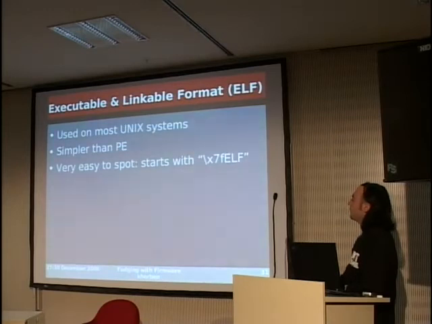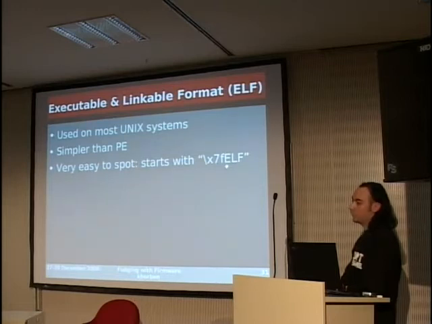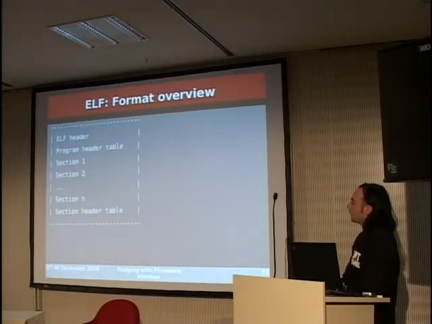Now let's have a look at ELF, which looks almost the same, except it's just simpler. It's just a series of sections. And it's even easier to spot because it says directly in the first 4 bytes, 127 decimal and ELF. Just a list of sections, a program header table, a section header table, strings packed together, fairly easy to recognize.